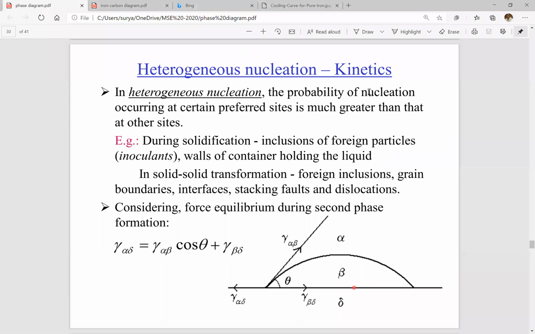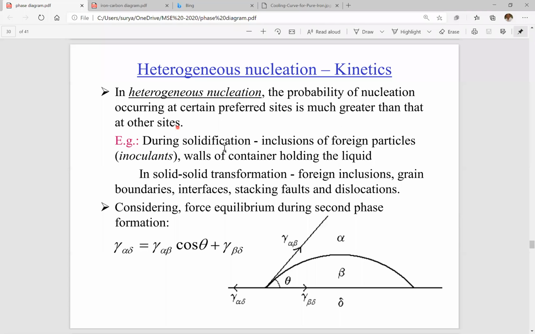The probability of nucleation occurring at certain preferred sites is much greater than that at other sites. Heterogeneous means the probability of nucleation occurring at certain preferred sites or regions is much greater than at the other sites. That is unexpected. As we said, homogeneous nucleation is for equilibrium: the nucleation is distributed equally to all the sites. But heterogeneous nucleation will occur at certain preferred sites, and it is much greater than at other sites. When compared to the other sites, the rate of nucleation will be more at certain regions. Those regions come under heterogeneous nucleation.